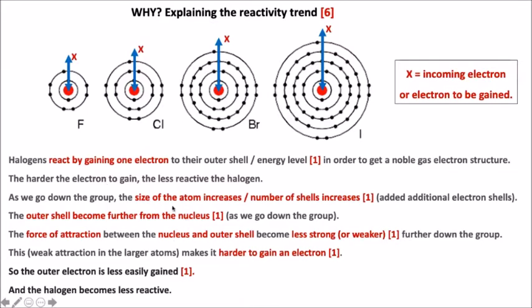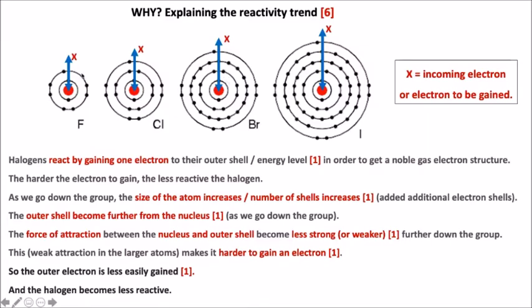So I've got X. You can see the letter X here. This letter X refers to the incoming electron or the electron to be gained. So this is the electron that the halogen is looking at gaining to become stable. Remember that in a reaction, an element or an atom needs to become stable by gaining or losing electrons. Halogens have 7 electrons in the outer shell, and therefore to become stable, it will need 1 more electron. So each of these halogens is looking at attracting this electron to itself.